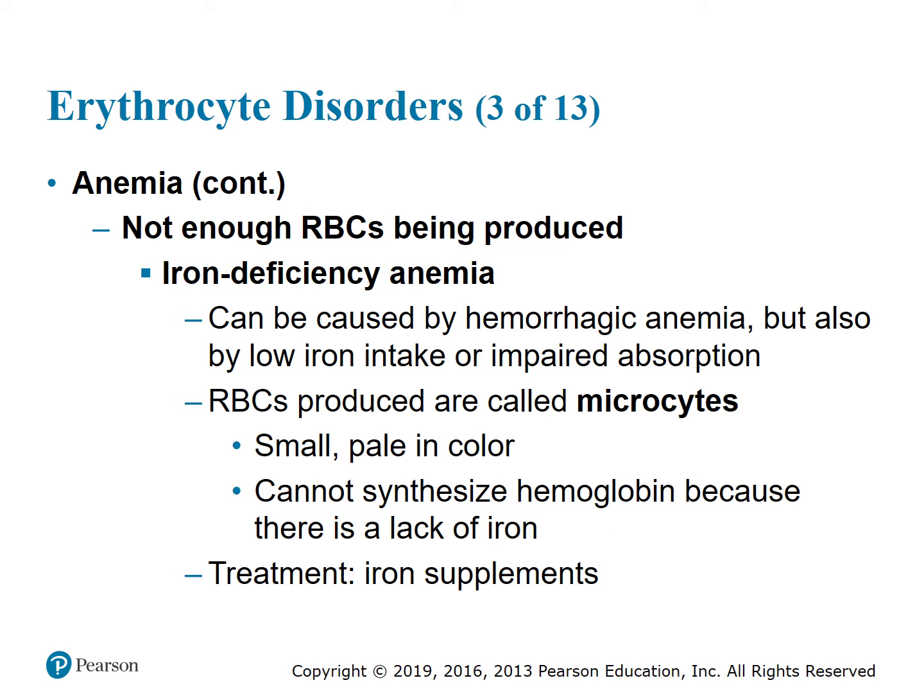The second cause for anemia, not enough red blood cells being produced. This is called iron deficiency anemia. It can be caused by hemorrhagic anemia, but also by low iron intake or impaired absorption. Red blood cells produced are called microcytes. They're small and pale in color. They cannot synthesize hemoglobin because there's a lack of iron, and the treatment is supplementing with iron.